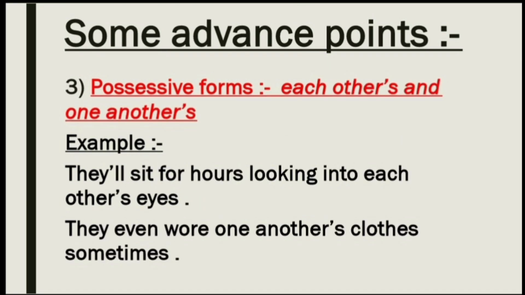The third and the last point is these reciprocal pronouns have possessive forms. We very well know that we form possessive forms by adding apostrophe s. So we add apostrophe s to these reciprocal pronouns and make them possessive. So they have possessive forms like each other's and one another's.